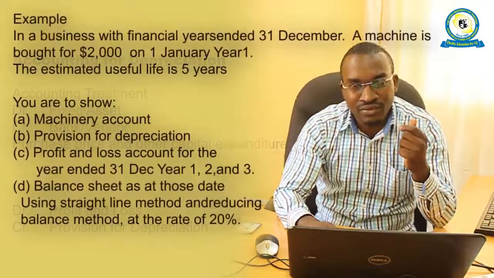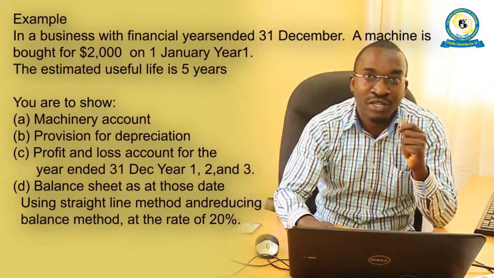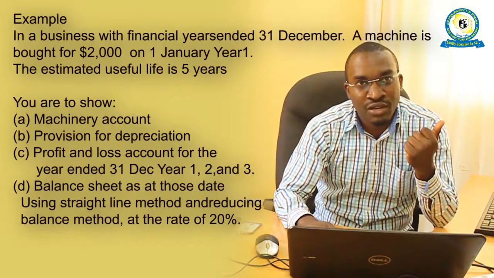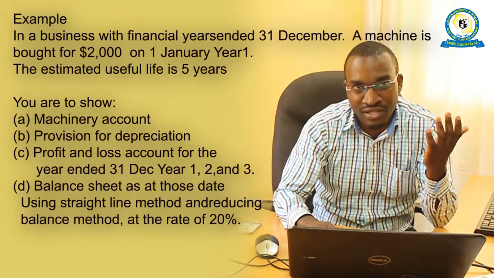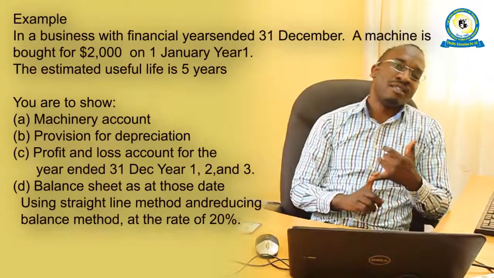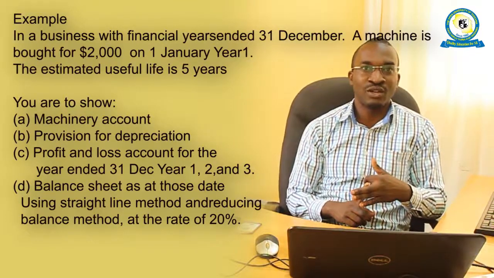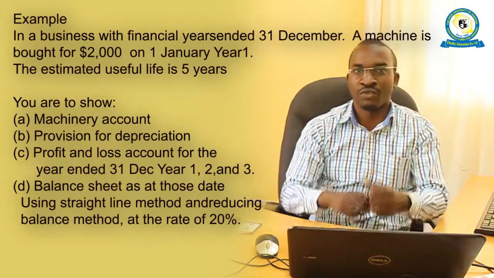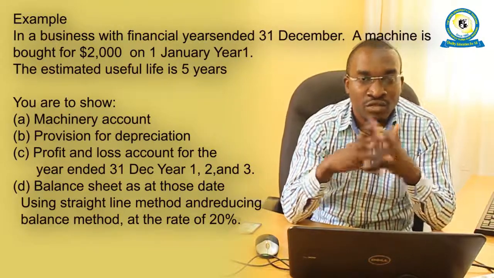Now let us see an example of accounting treatment. Assume that in a business with the financial year ended 31st December, a machine is bought for 2,000 on 1st January in year 1, and the estimated useful life of this machine is maybe 5 years. With that example, you're supposed to show, one, the machinery account, but second, the provision for depreciation. Then you're supposed to show the profit and loss account for the year ended 31st December. Maybe you're going to show the profit and loss account for year 1, year 2, and year 3. Likewise, you're going to show the balance sheet to those dates.